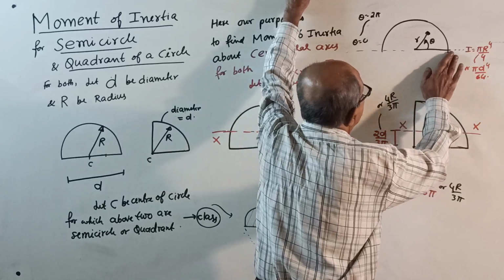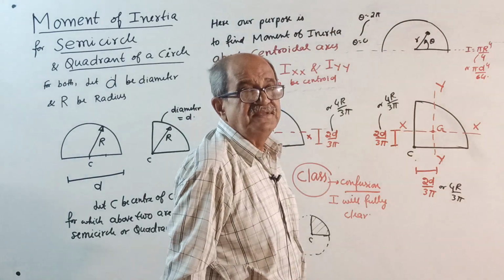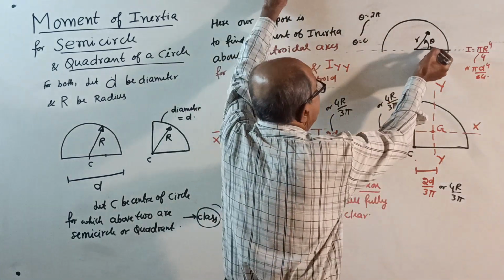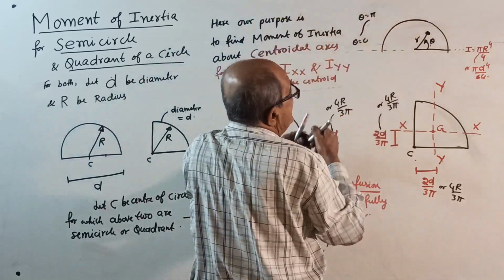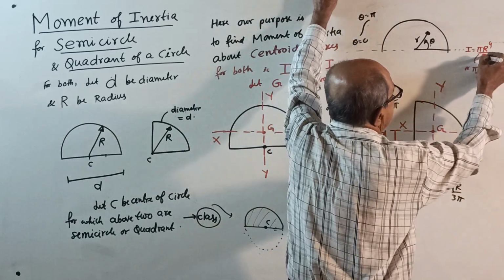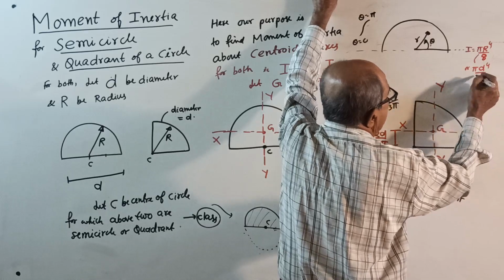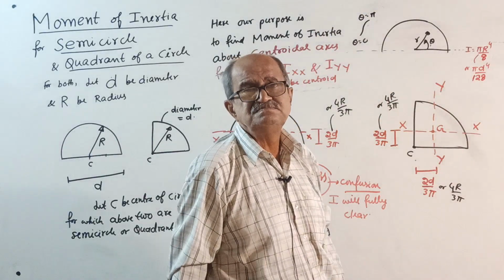Then I considered a semicircle. I removed this part, and all these arrangements remain the same. For the semicircle, the theta integration limit is 0 to pi radians. Then the answer came pi r power 4 by 8 and pi d power 4 by 128. This is the answer we got last time.